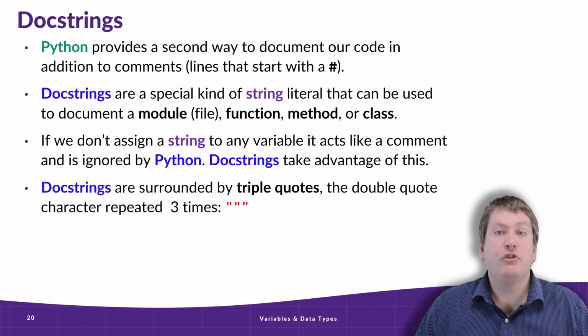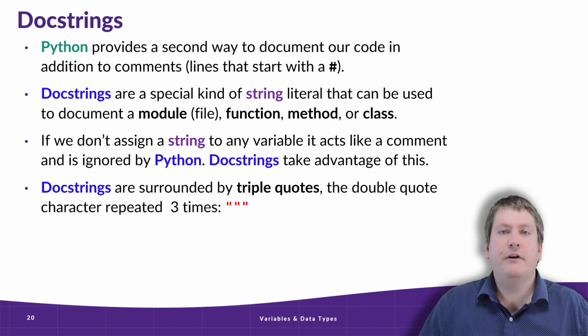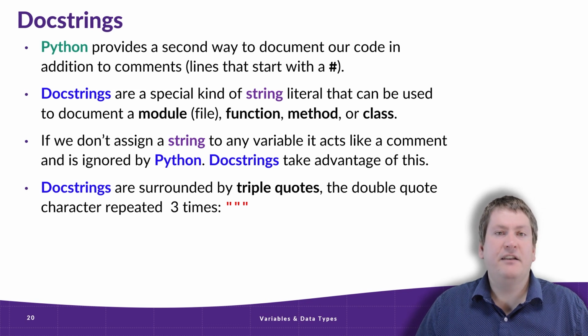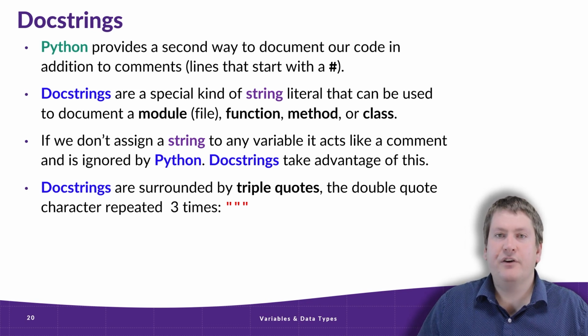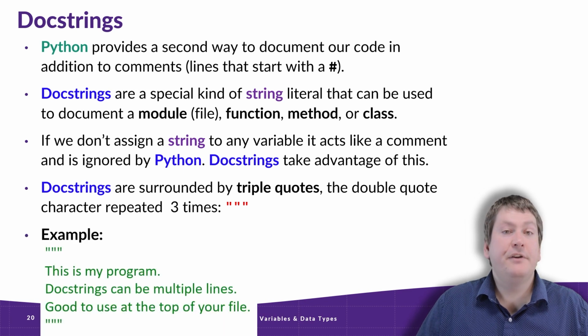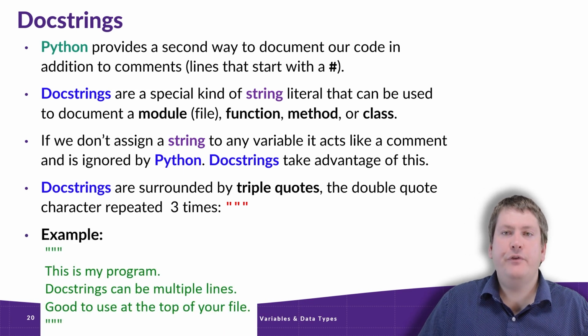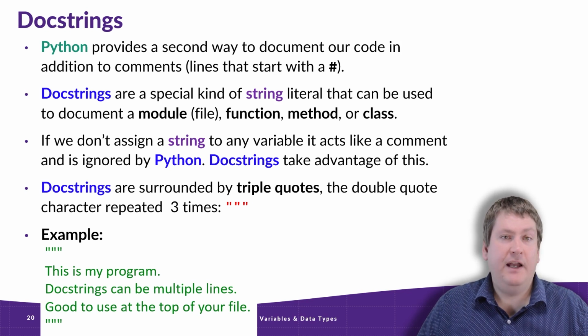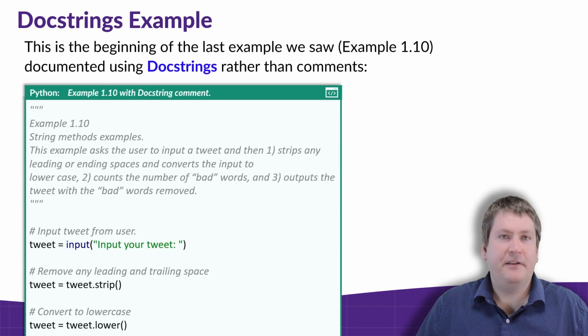Docstrings are always surrounded by triple quotes. That's the double quote character repeated 3 times. Now, technically a single quote repeated 3 times would also work, but the PEP 8 style guide recommends using 3 double quote characters for any docstrings. So here's an example of a docstring comment. Note that unlike comments created with a hash symbol, docstring comments can span multiple lines. The important thing here is they have to start with 3 quotes, and those can be on the same line or the line above, and they have to end with 3 quotes, and those can be on the same line or the line after. So let's take a look at a quick example.